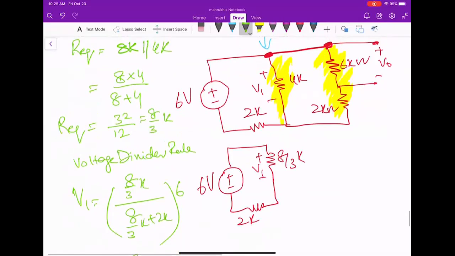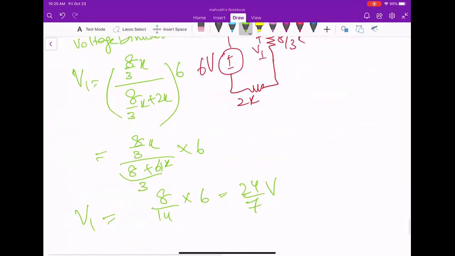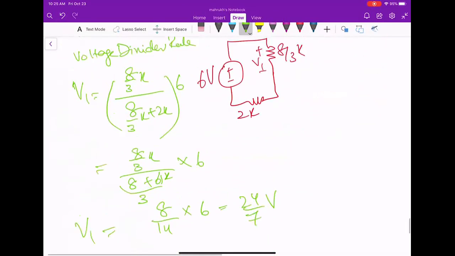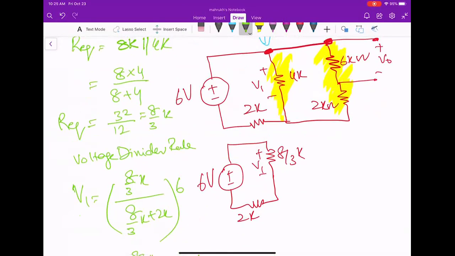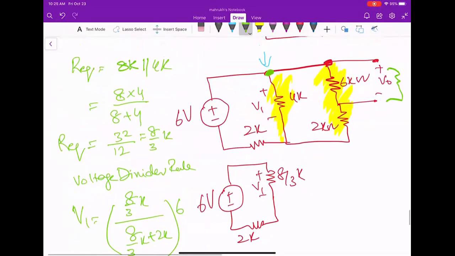Now I want to know V0, right? What should I do? So now I know this voltage, V1, and I want to know V0, this voltage. What should I do now?